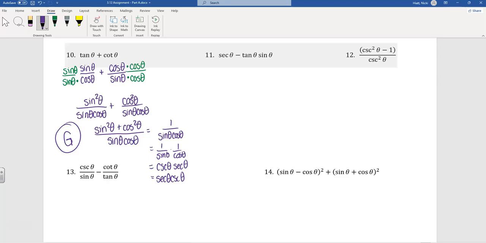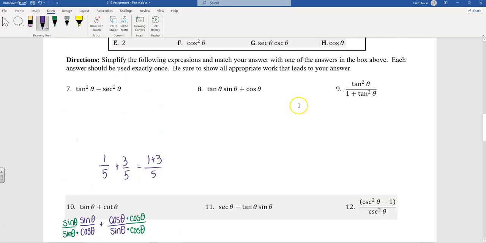So there are several of these where common denominators is a strategy that you might want to use, trying to find those common denominators. However, I usually change everything to sines and cosines before I look for a common denominator. All right. What else do I want to look at?